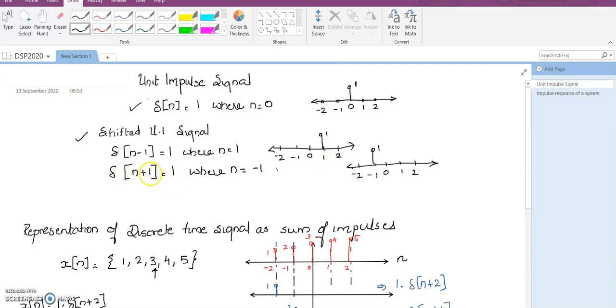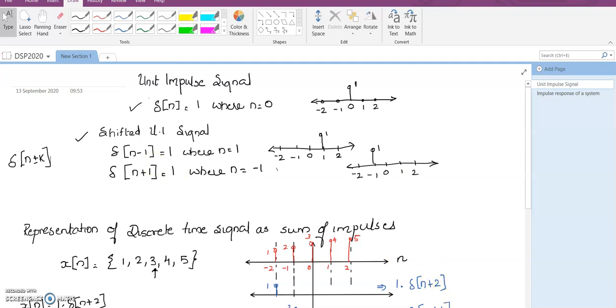Meanwhile, del of n plus 1 equal to 1 will happen where n is equal to minus 1. So at this minus 1, you have this unit impulse signal, at this point. So generally, a shifted signal can be represented as del of n plus or minus k. Depending on the plus or minus sign, it will shift to left or right, as explained in the concept here.